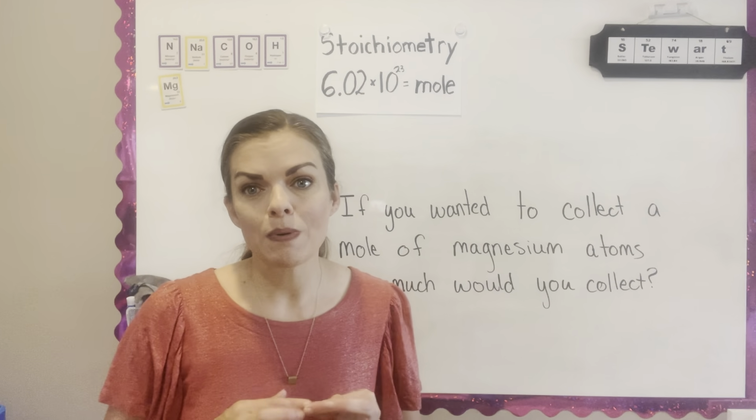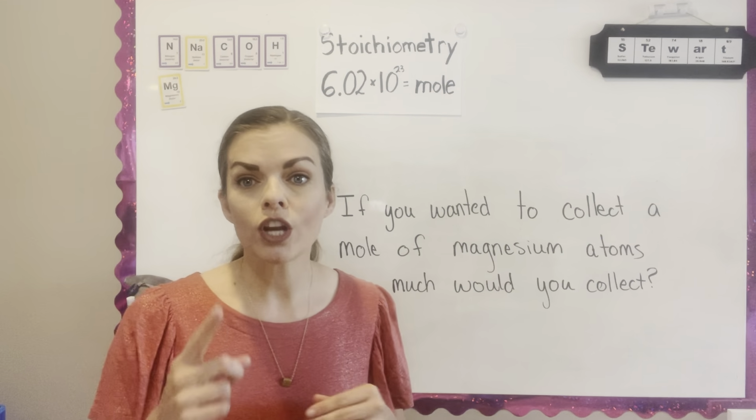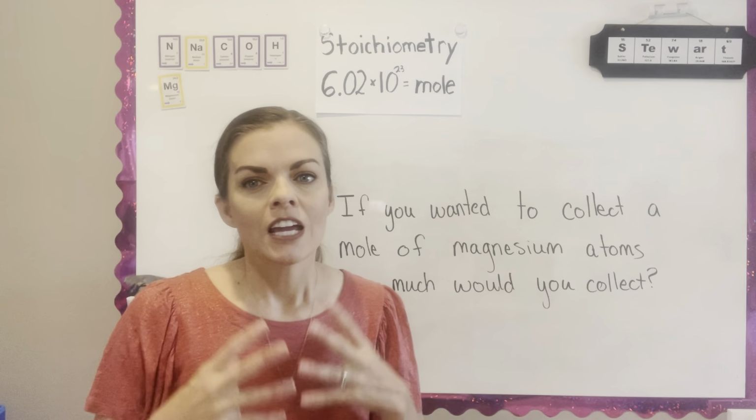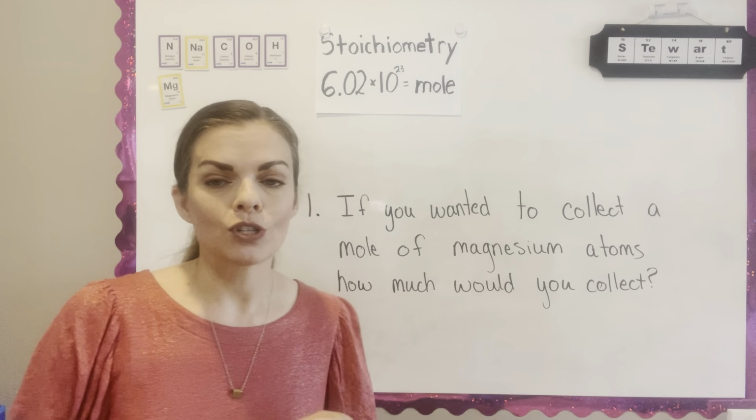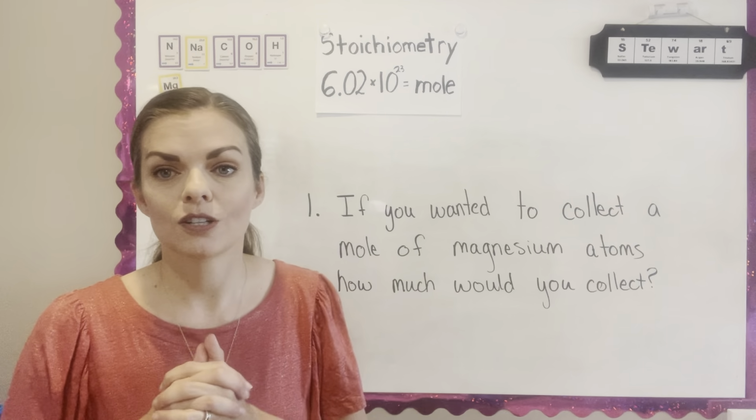Now, a mole is based upon hydrogen. Basically, a scientist took 1 gram of hydrogen and did many experiments to determine how many hydrogens are in that 1 gram. And they decided that it is 6.02 times 10 to the 23rd.